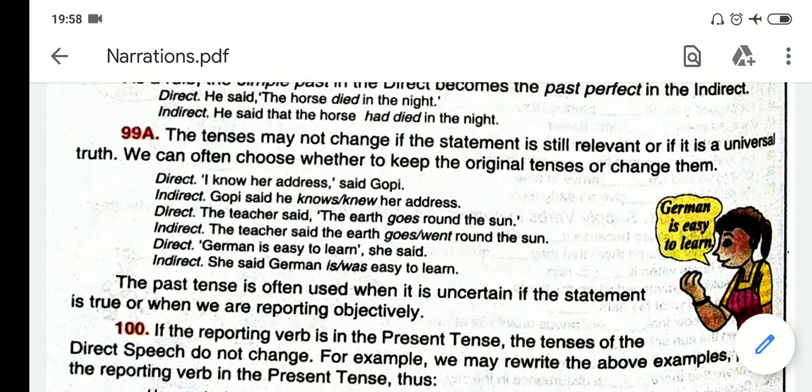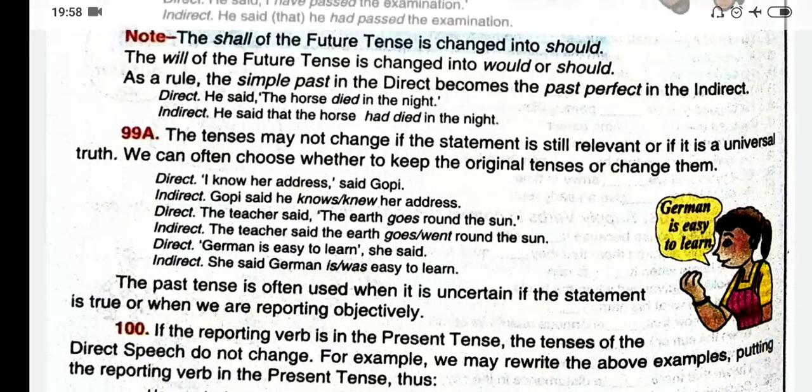The teacher said, hard work is key to success. When you change it into indirect speech, you will not say the teacher said that hard work was key to success. Was में convert नहीं करेंगे इस case में अब आप, because that situation is still relevant. पहले भी hard work was key to success है, आज भी hard work is key to success. So in case of universal truths or statements that are still relevant these days, you will not change the tense. This is what the examples are.